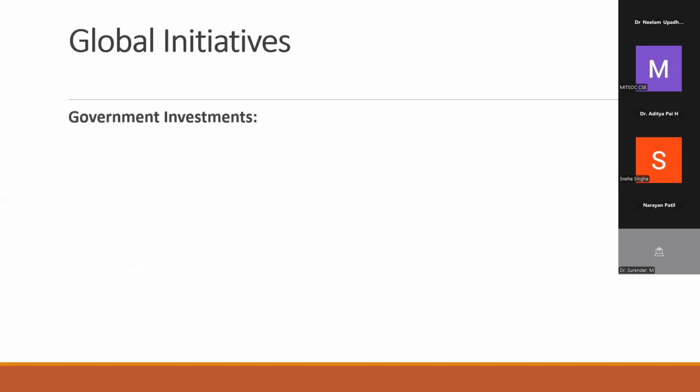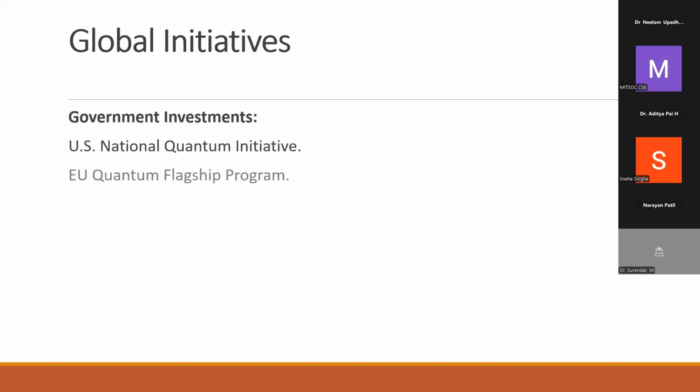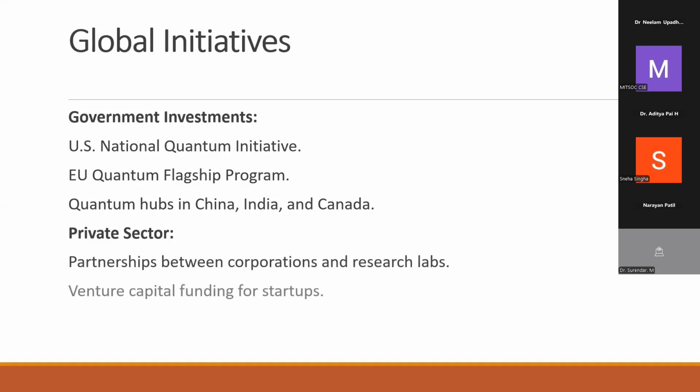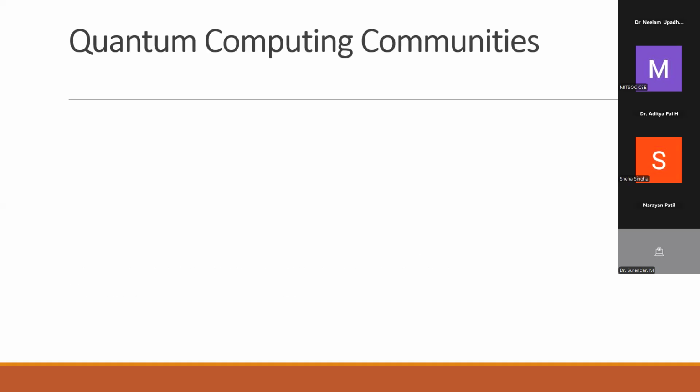Then global initiatives, government investments: US National Quantum Initiative, European Quantum Flagship programs, quantum hubs in China, India, and Canada. That means this quantum technology is in research mode, but everyone wants to invest in it. So in future, just like IT hubs, these quantum hubs will be generated, and it will start in China, India, and Canada. Then private sector partnerships between industries and research labs, then venture capital funding for startups. These are the opportunities in quantum computing.